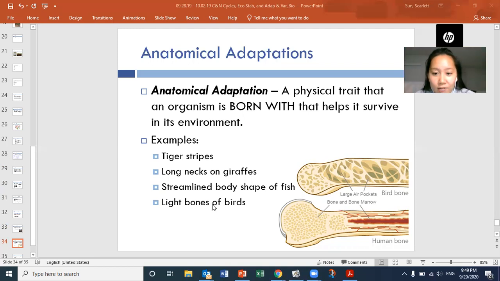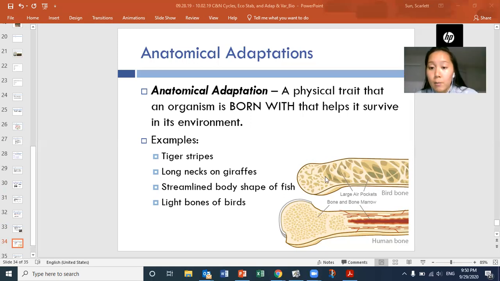The coolest one, I think, right here with my picture paired with it, is birds having light bones. So if you look at the normal human bone over here, there's bone marrow, which makes a human bone really heavy. And then the bone is really dense and there's only really, really small air pockets inside of the bone because it allows your bones to bend a little bit and be compressed a little bit without breaking.